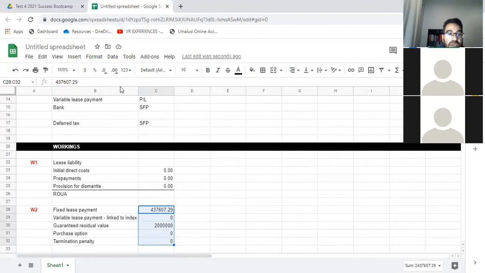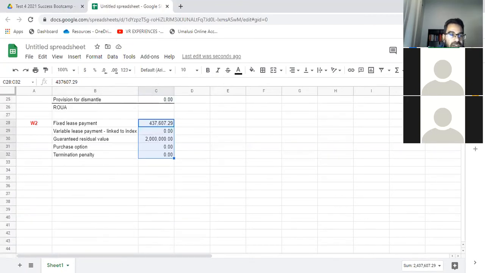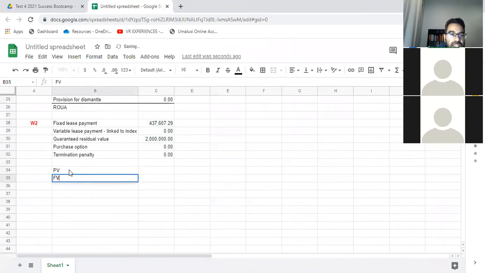But now we still need to do a present value calculation. So what are we going to do? We need to do a present value calculation. We want the present value. So we need the future value, we need PMT, we need N, and we need I.